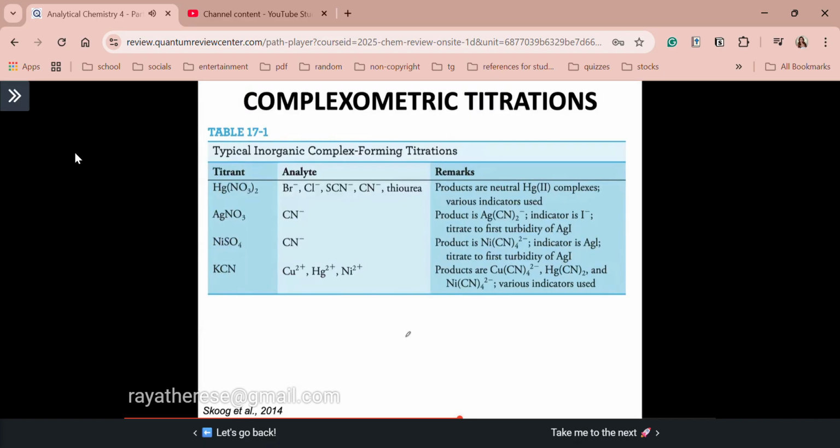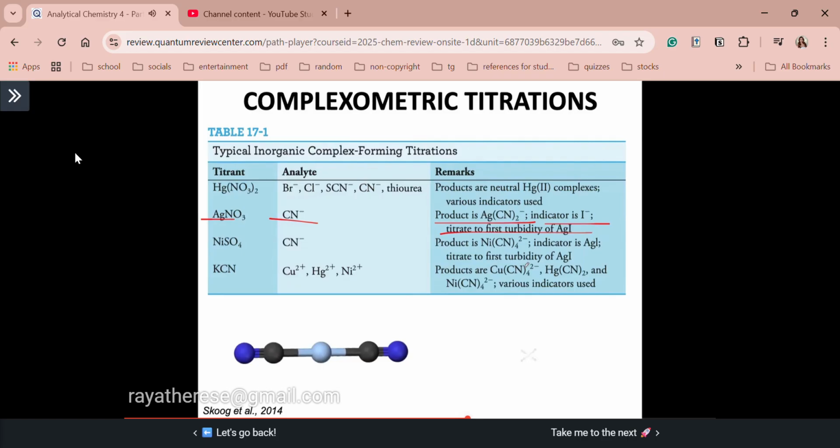Alright, so class, isa pa lang yan sa mga typical na inorganic complex forming titrations. Ito so silver with cyanide. So the product is dicyanoargentate, the indicator is iodide, titrate to first turbidity of silver iodide. Diba? Isa lang siya sa listahan here. So pwede rin class ang mercury, nickel, copper, dami ha. O class, tandaan nyo, magkaiba sila ng ratio. So ito ang para sa silver. 1 mole silver, 2 mole cyanide.